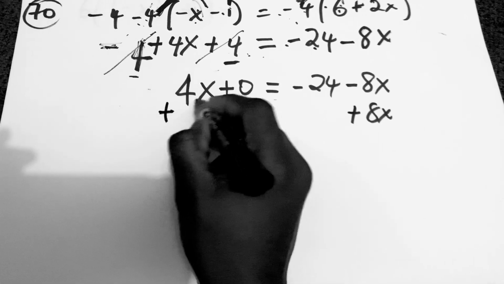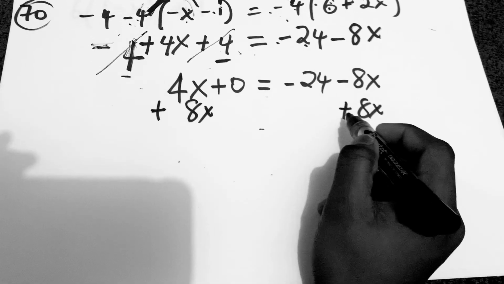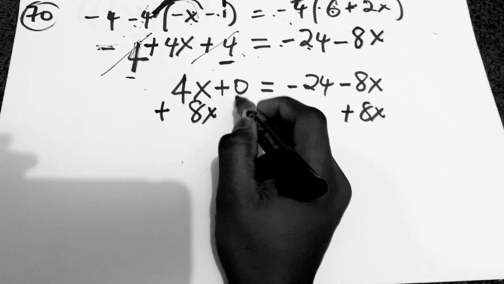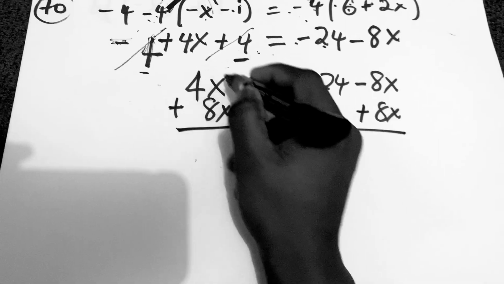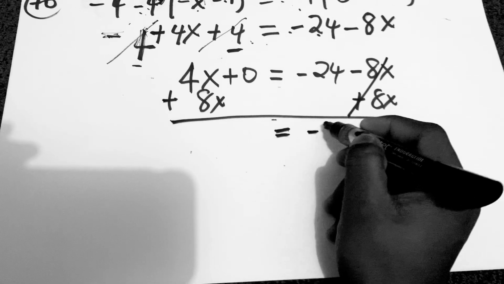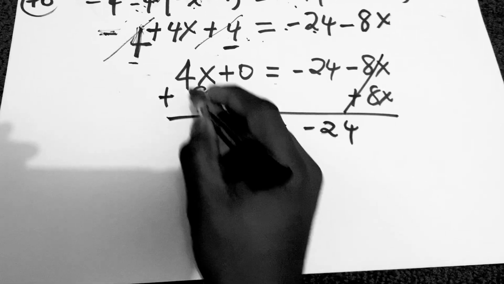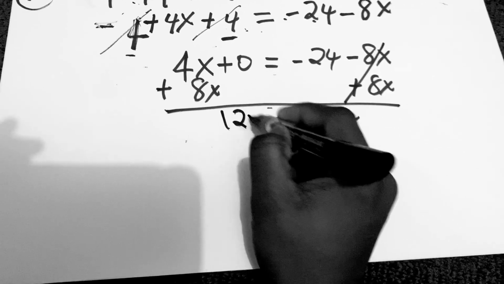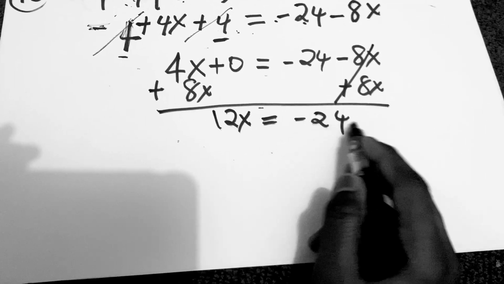And you want to add it to 8x. You don't want to add it to the 0, because 8x is not a like term of 0. So negative 8x plus 8x cancel out. We have negative 12 down over here, which is back, because we didn't touch it. 4 plus 8 is 12x. Now, 12x is equal to negative 24.